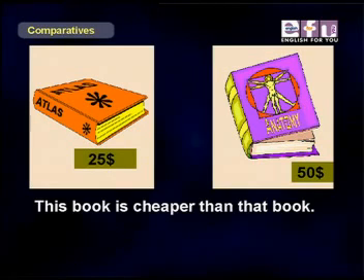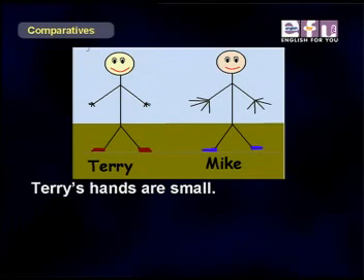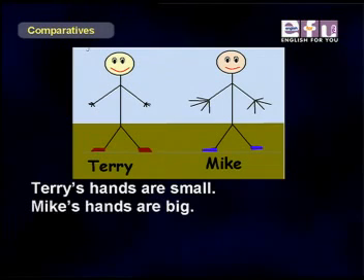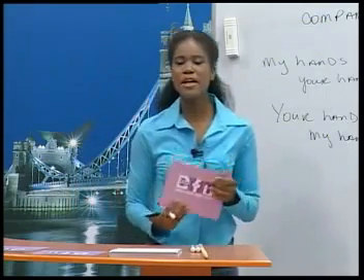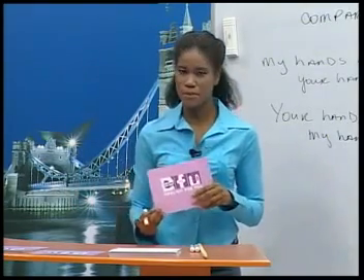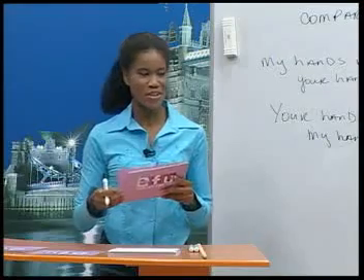Next example. Terry's hands are smaller than Mike's hands. Terry's hands are small. Mike's hands are big. So, Terry's hands are smaller than Mike's hands. Okay, let's practice using the comparative form. Sylvia, are you taller than your father? Yes, I'm taller than my father. I am taller than my brother too.